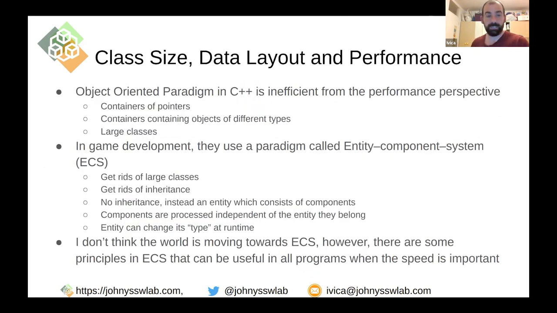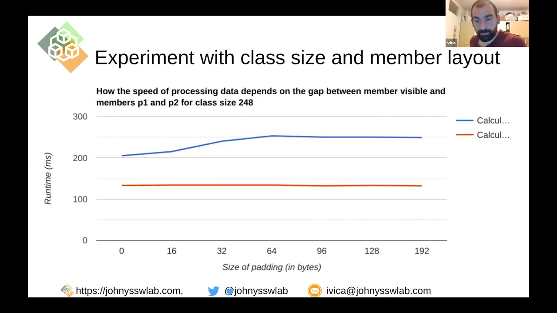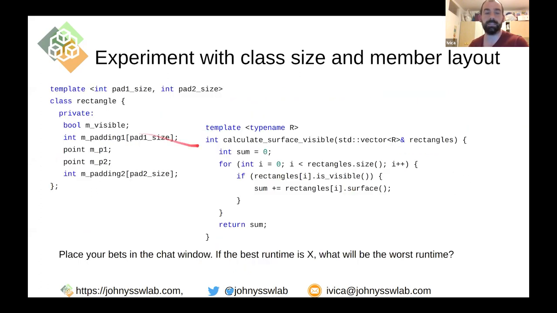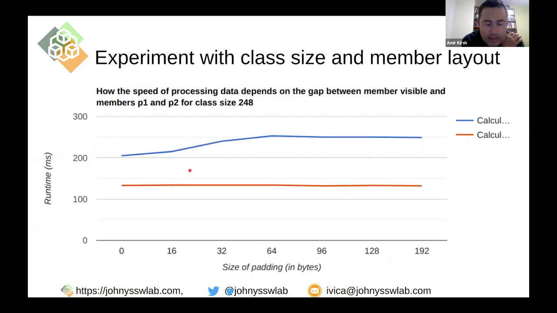Okay, questions? By raising the padding size, you actually increase the size of the object. No, in this case I was keeping the size of the object constant. I was increasing padding one, but I was decreasing the other padding. Okay, with the other data member, I see. Yeah.